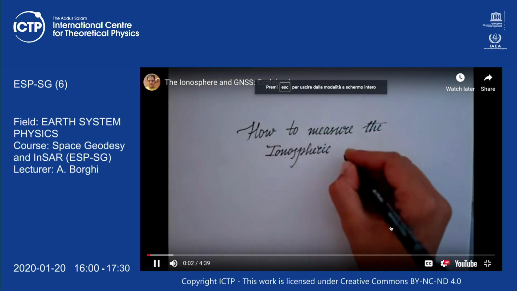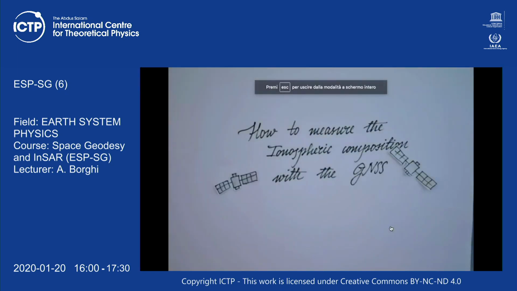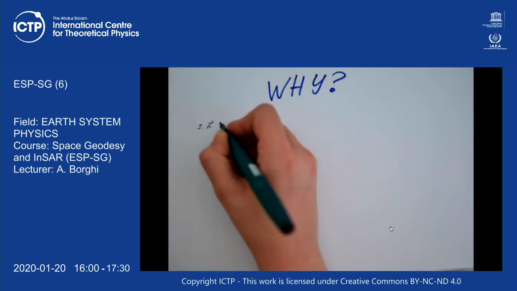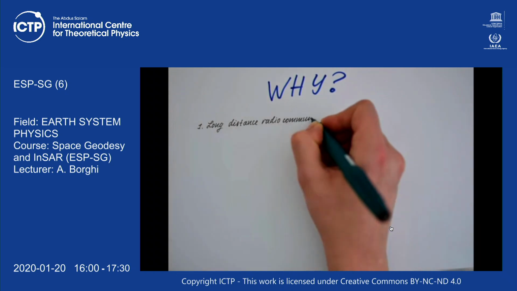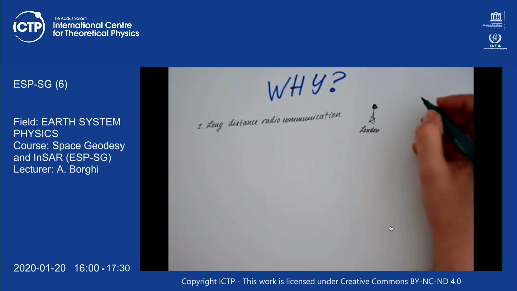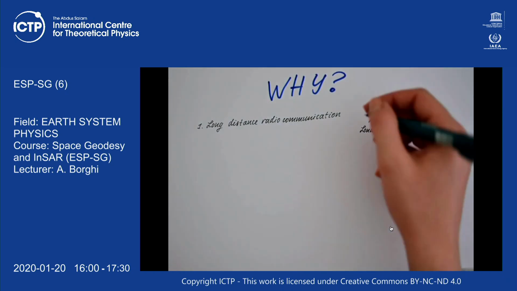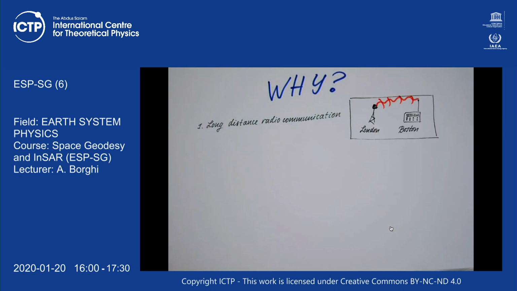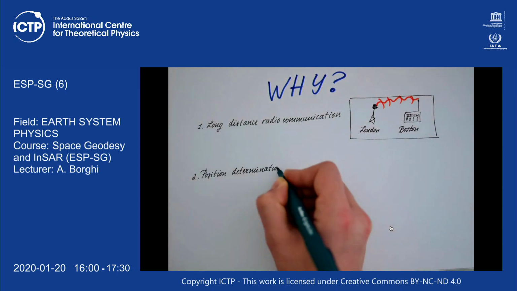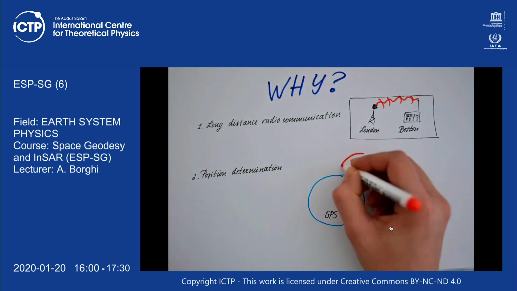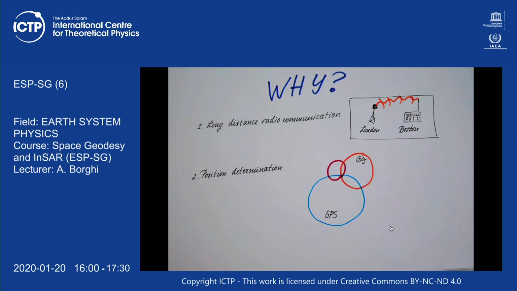How to measure the ionospheric composition with the Global Navigation Satellite Systems, or GNSS. Most of you would say, but why do we need to know anything about the ionosphere? There are two very good reasons why we do. Firstly, because it's the medium where long-distance radio communication takes place. And secondly, because it's very important for the navigation systems that rely on radio transmission.